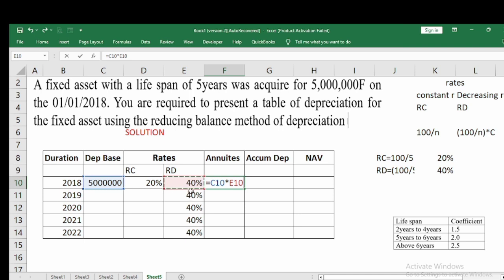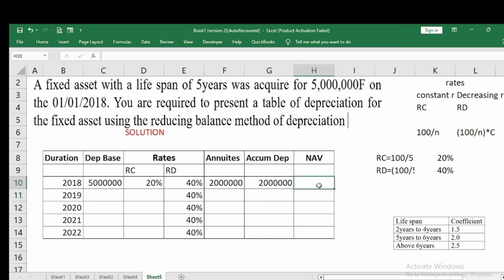5 million times 40%. So we have 200,000. So what will be our accumulated depreciation in this case? Our accumulated depreciation in this case is T equal to 2 million, right? Sorry, it's 2 million, not 200K. It's T equal to 2 million. Since there is nothing in year 0.